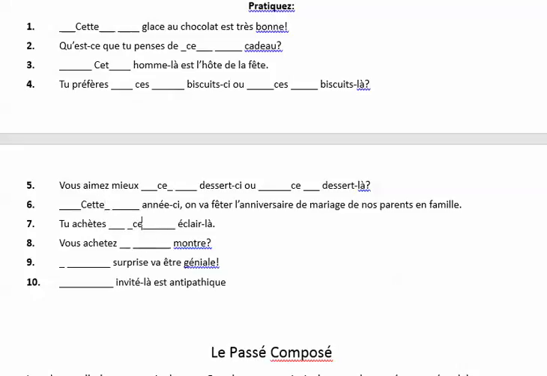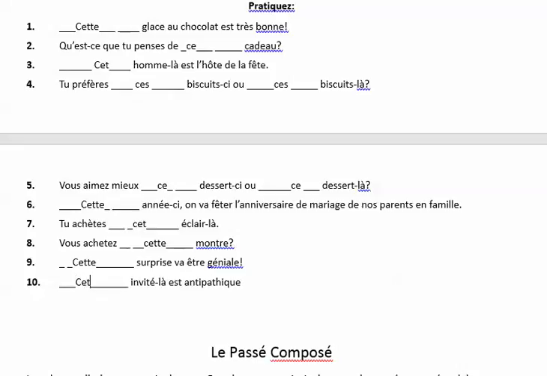Tu achètes cet éclair-là. Masculin, with a vowel sound, use cet. Vous achetez cette montre. Montre féminine. Cette surprise va être géniale. Surprise féminin. It's cette. And finally, invité, so the vowel sound. I think it's masculin because it looks like a masculine guest. Cet invité-là est antipathique.